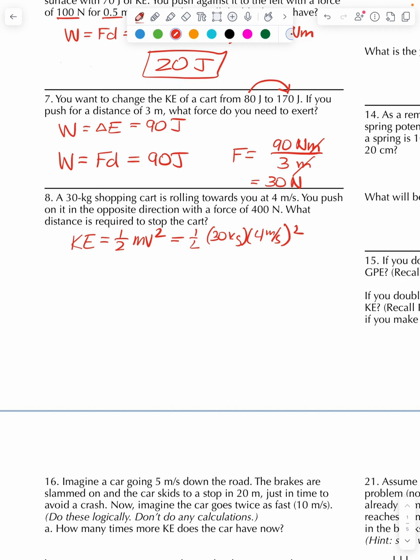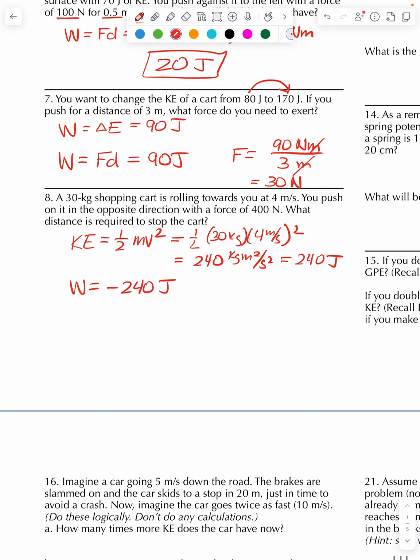So 4 squared is 16 times 1/2 is 8 times 30 is 240. Kilogram, I'll write it this way so you remember, kilogram meter squared per second squared, because we squared the meters per second, which is just more simply 240 joules. So back to what I was saying, the cart is starting with 240 joules, and I want to stop it. So how much work do I need to do on it? I need to do negative 240 joules of work because I need to get rid of all that kinetic energy.